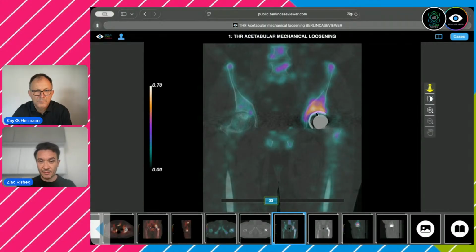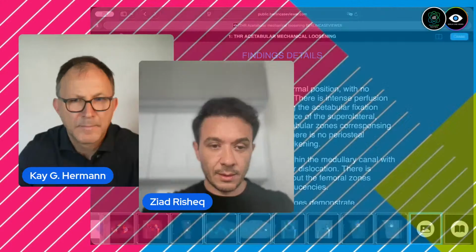But if you didn't have this lucency over here, then you can actually call it aseptic loosening, or we have a loosening over here. And that's a very interesting case. And when we look at the CT, which is actually very well performed, and there are very few artifacts, we see only very thin osteolytic changes close to the screw. Yes, exactly. So the screws are way below 1 millimeter. Exactly. But there's this intense uptake.